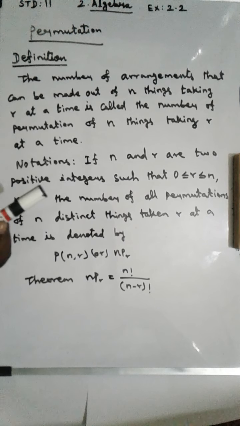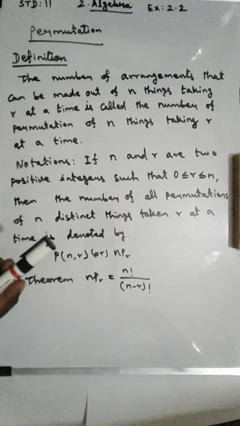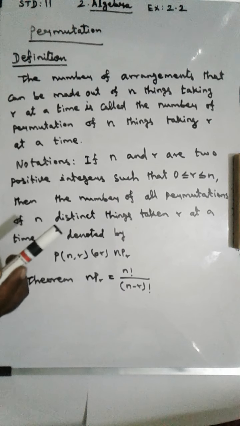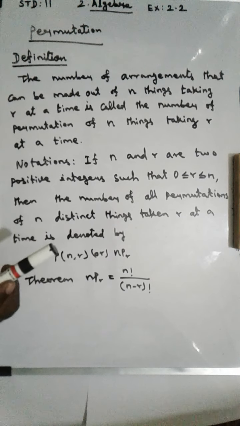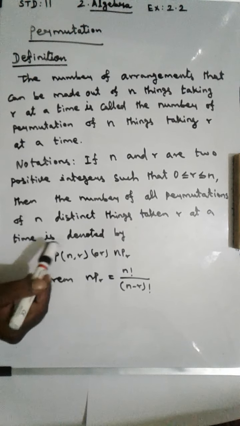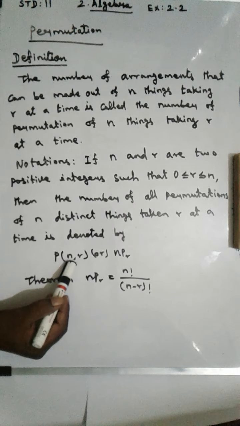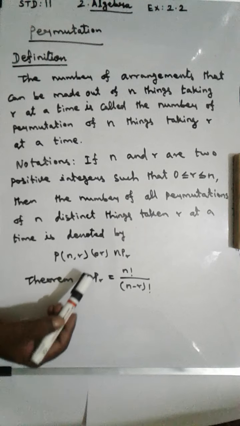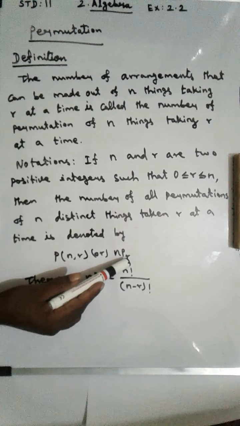Notation. If n and r are two positive integers such that 0 is less than or equal to r, which is less than or equal to n, then the number of all permutations of n distinct things taken r at a time is denoted by P(n,r). n is the total number of things, r is the number taken at a time. Or we can write it as nPr.